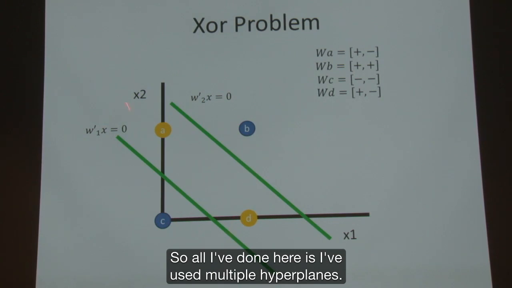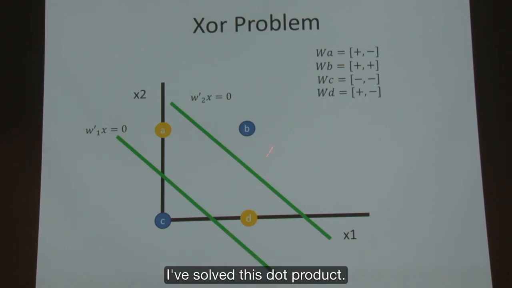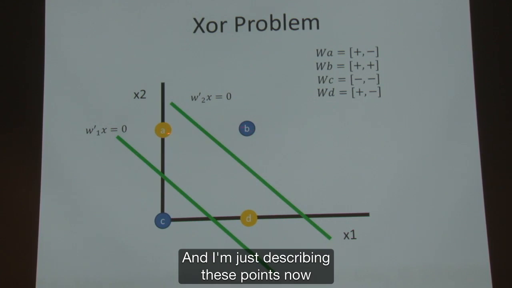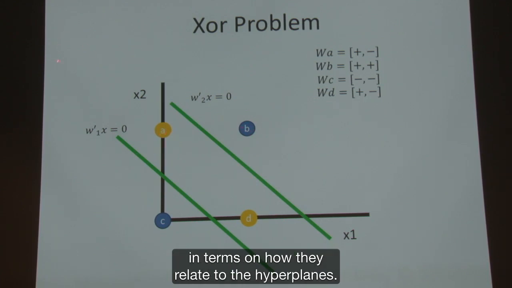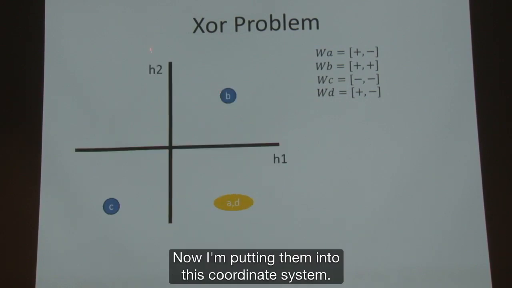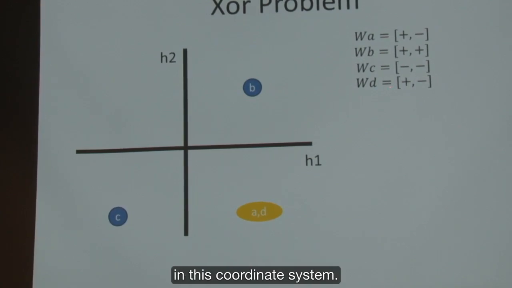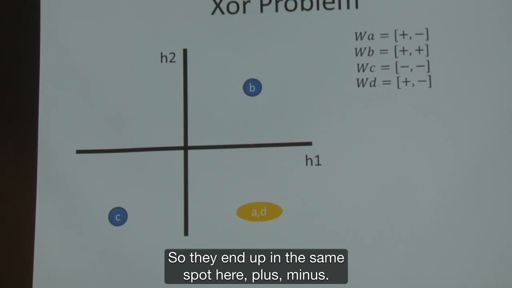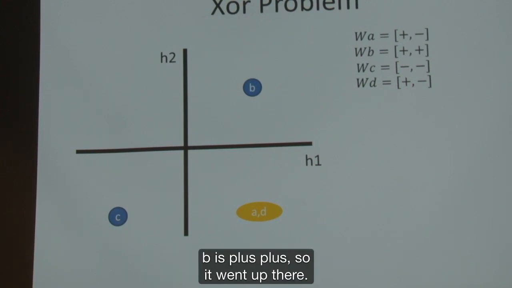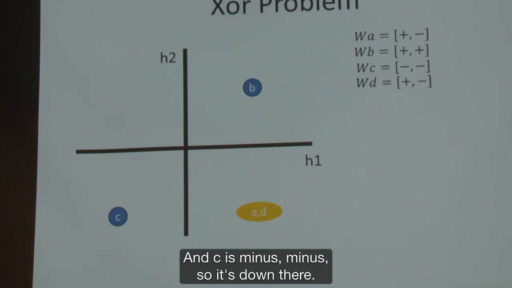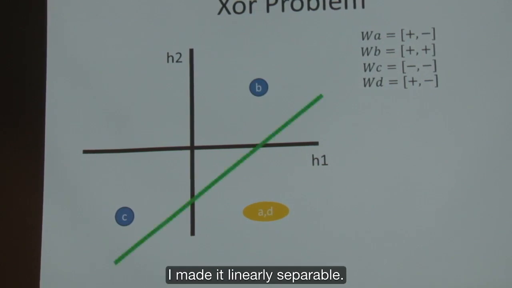So all I've done here is I've used multiple hyperplanes. I've solved this dot product, and I'm just describing these points now in terms of how they relate to the hyperplanes. And now comes the trick. Now I'm putting them into this coordinate system. And you can see A and D have the same description in this coordinate system. They're both plus, minus. So they end up in the same spot here, plus, minus. B is plus, plus, so it went up there, and C is minus, minus, so it's down there. So what did I do to my problem? I made it linearly separable.